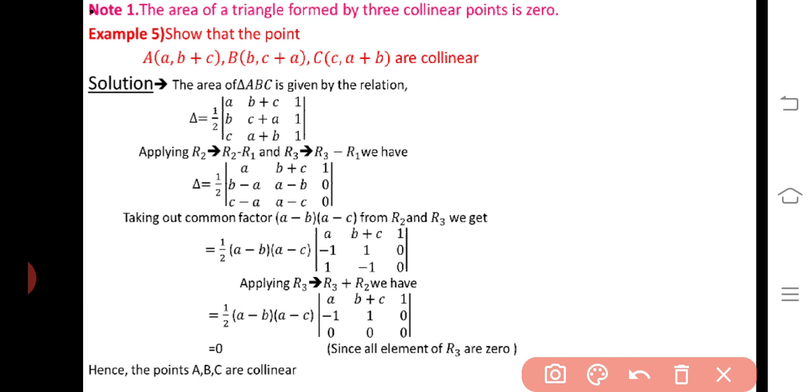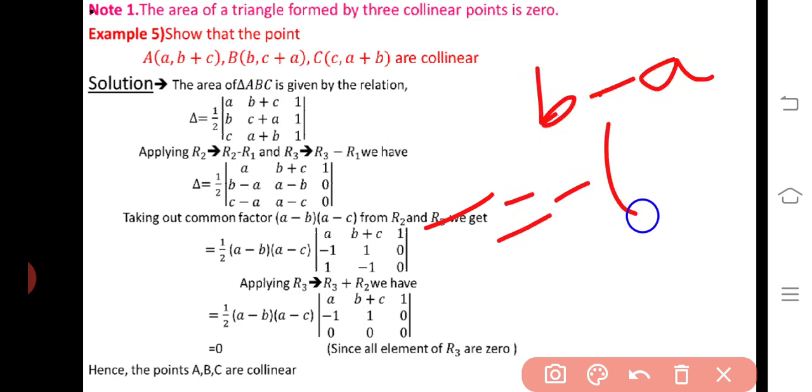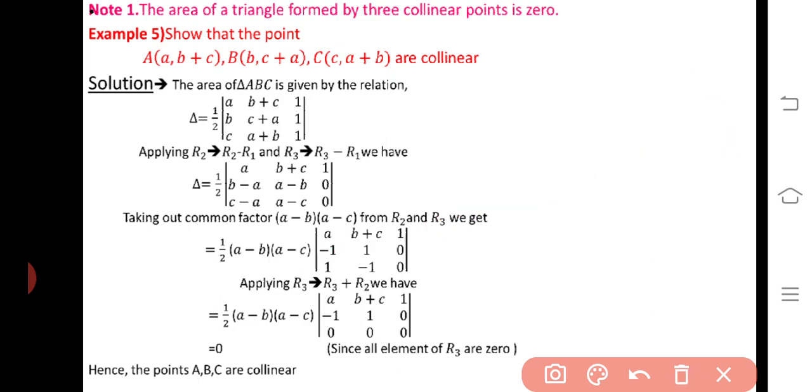We get 1 by 2 as it is, A minus B into A minus C. Keep the first row element as it is: A, B plus C, 1. Here I already took A minus B as common, but here B minus A is there, no? Then you have to take the negative sign outside. What will we get? A minus B. See, what is remaining here? Minus 1.